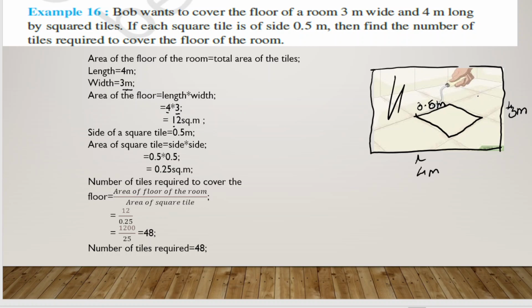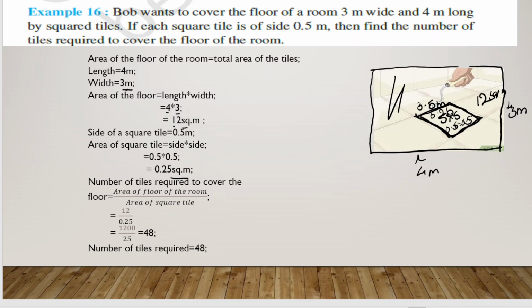Here we have got 12 square meters, and we need to find out the area of each tile. This is a square tile, so the area is nothing but side into side. So this is nothing but 0.5 into 0.5, which is nothing but 0.25. So the area of the square tile is 0.25 square meters. So both the areas are in square meters. So we need to find out the number of tiles required to cover the floor.